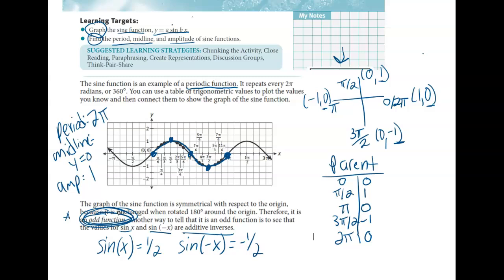But the big idea here is being able to graph the parent sine function, understanding that we're plotting the points from the unit circle. So what I want you to do now is try out the check your understanding, and then go ahead and check your answers on the slide that comes next. Thanks.